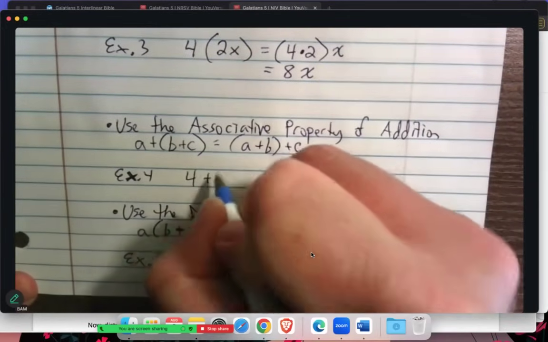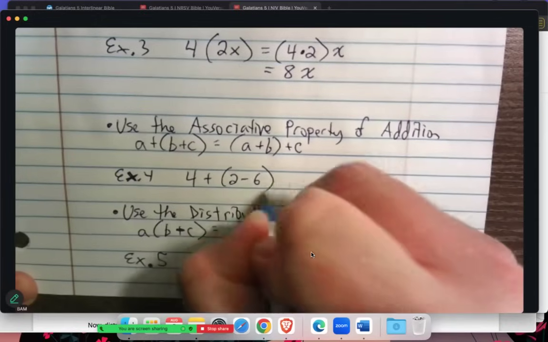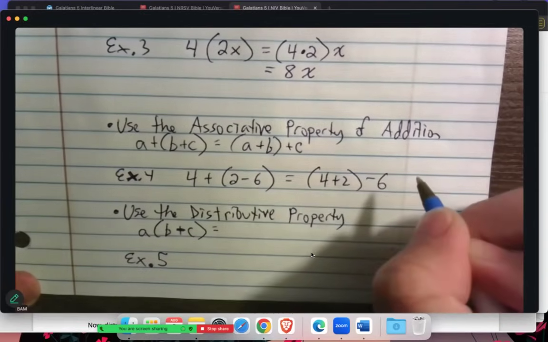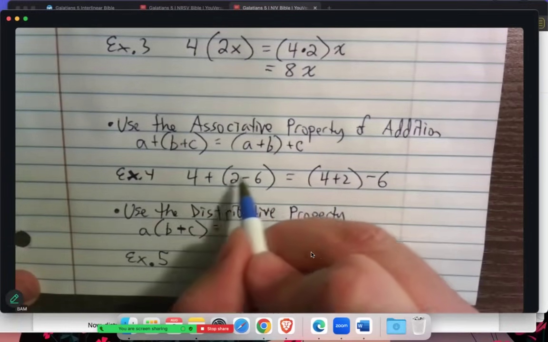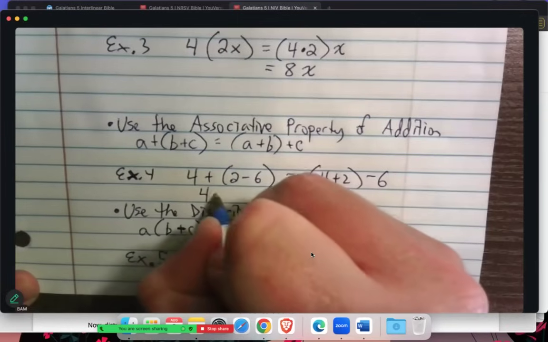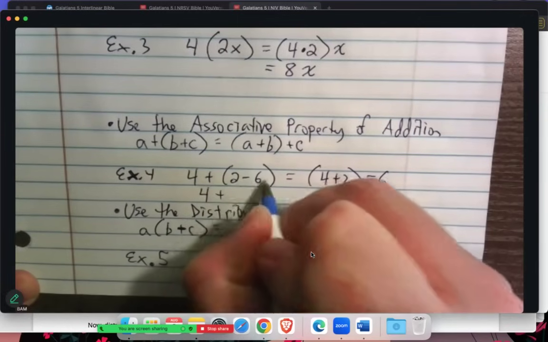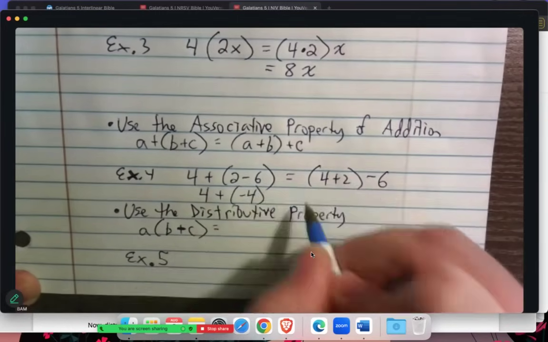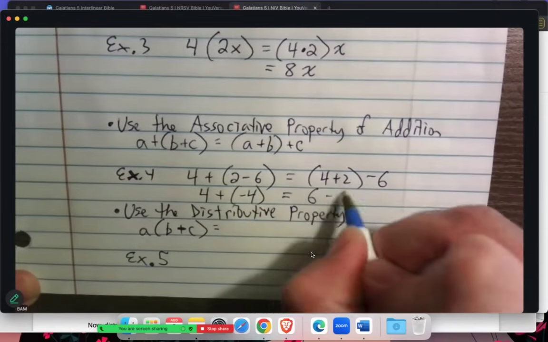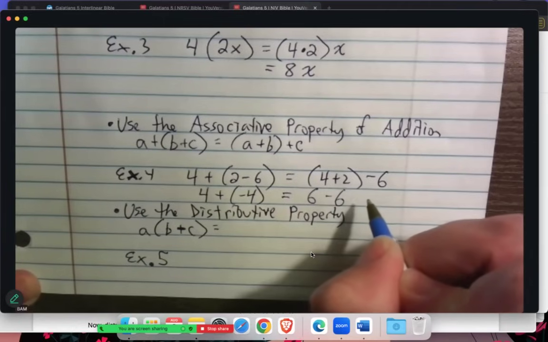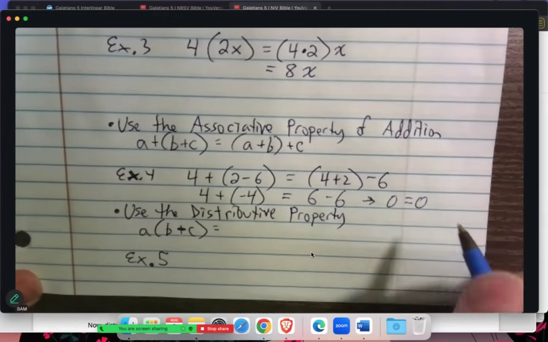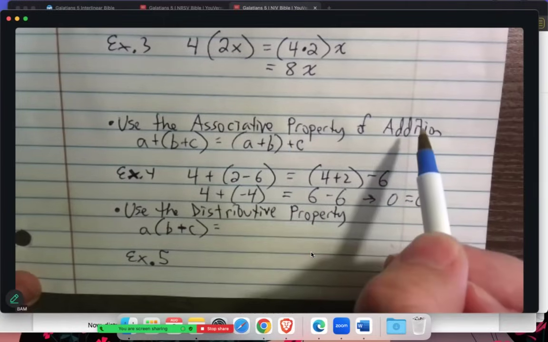So 4 plus 2 minus 6 equals 4 plus 2 and then minus 6. And then if we use our order of operations here, parentheses go before addition. 4 plus 2 minus 6 is -4, which means 0. 4 plus 2 over here is 6 minus 6, which equals 0. So in both cases, 0 is 0. That's an example of the associative property of addition.